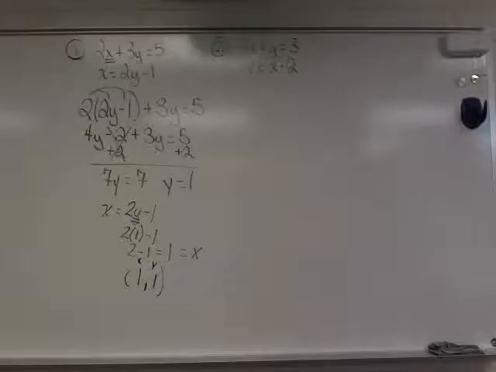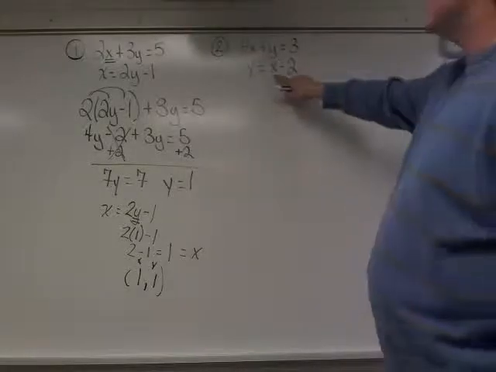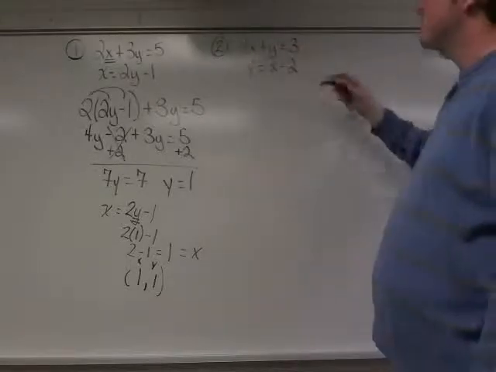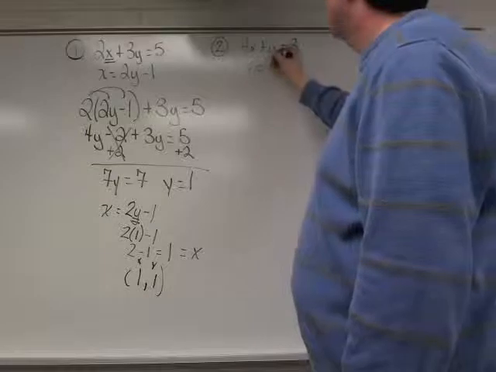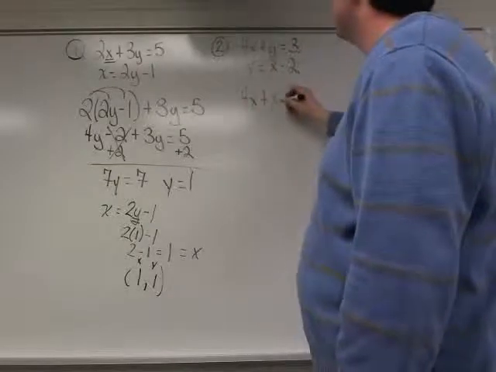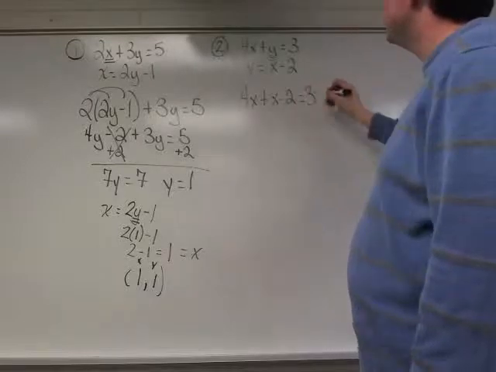All right, let's try that again in number 2. 4x plus y is 3. And y is the same thing as x minus 2. So if I'm telling you that y is the same thing as x minus 2, I'm going to go up here and change y into x minus 2. So I do that, and I've got 4x plus x minus 2 is equal to 3.